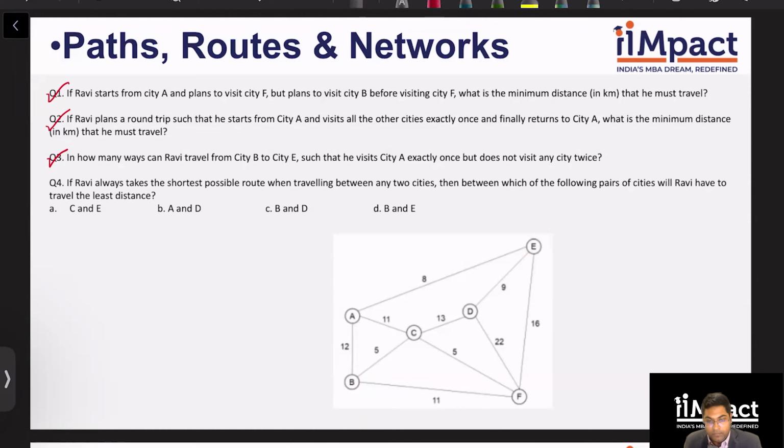Question number 4. If Ravi always takes the shortest possible route when traveling between any 2 cities, then between which of the following pairs of cities will Ravi have to travel the least distance? Okay. So C and E, if I have to look at the shortest route between C and E, I can see it's 19, CAE, it's 19. Between A and D, I see it's 17. AED is 17, right? Between B and D, I see it's 18. And between B and E, definitely more than 17. So that's my answer, AD.